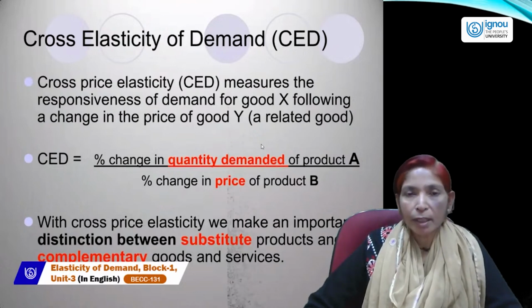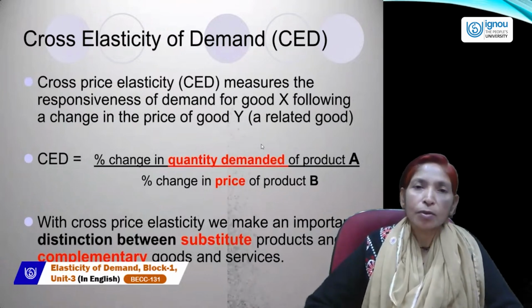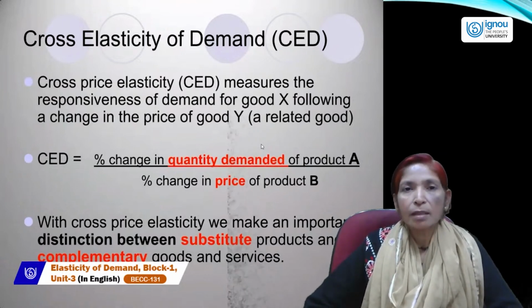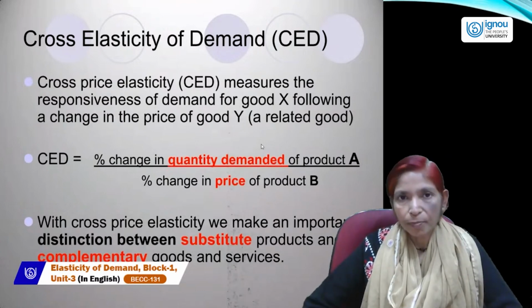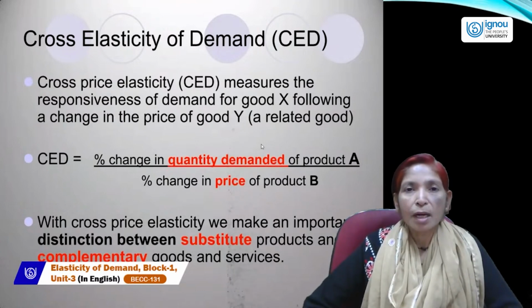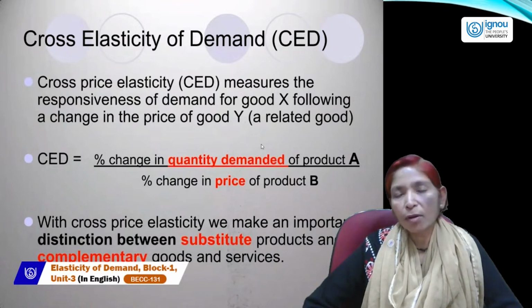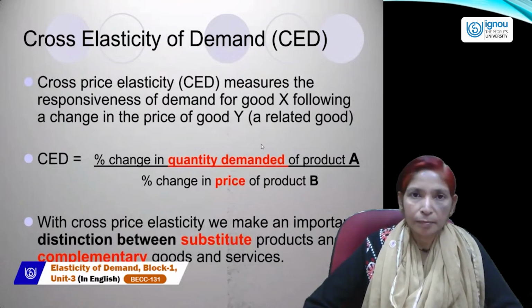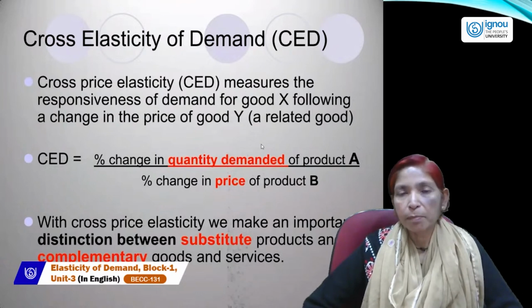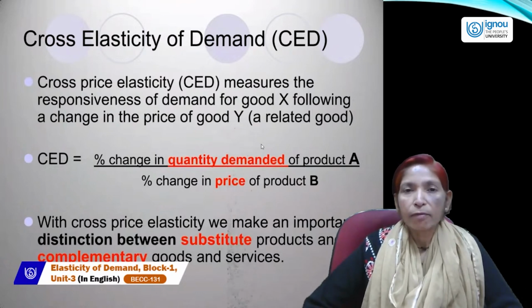There are two types of related goods. One is substitute goods, other is complementary goods. Substitute goods are those goods whose demand can change according to the change in price of related products. For example, substitute goods are like tea or coffee. If the price of tea rises, then demand for coffee will rise, and if the price of tea falls, then demand for coffee will also fall. It means substitute goods are those goods which can be used in place of each other. For example, Campa and Pepsi, Mirinda and Fanta.